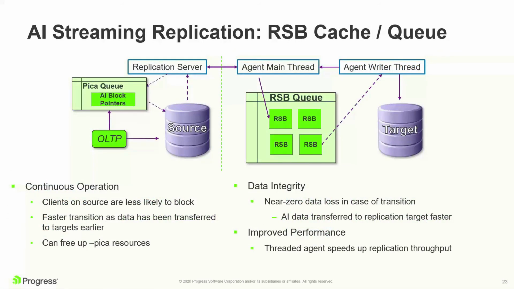With OpenEdge 12, we introduced a new streaming replication architecture, now buffering the afterimage notes on the target machine in a replication stream block queue. This reduces the load on the source DB side and accelerates the failover process significantly, multiple times by our own tests.